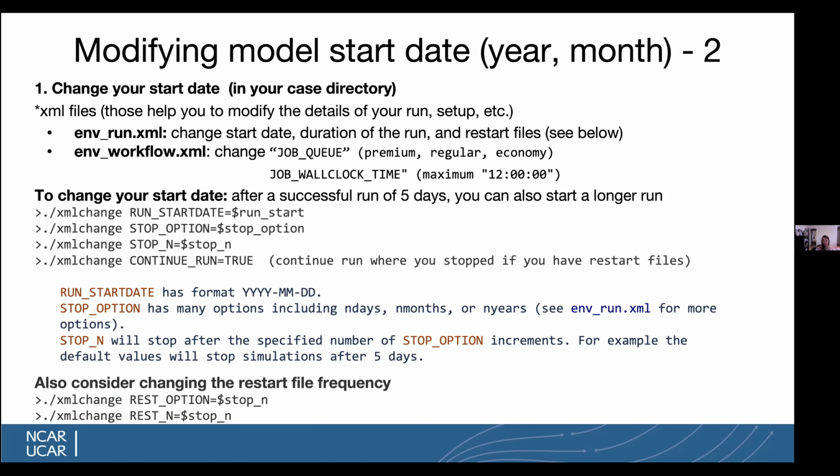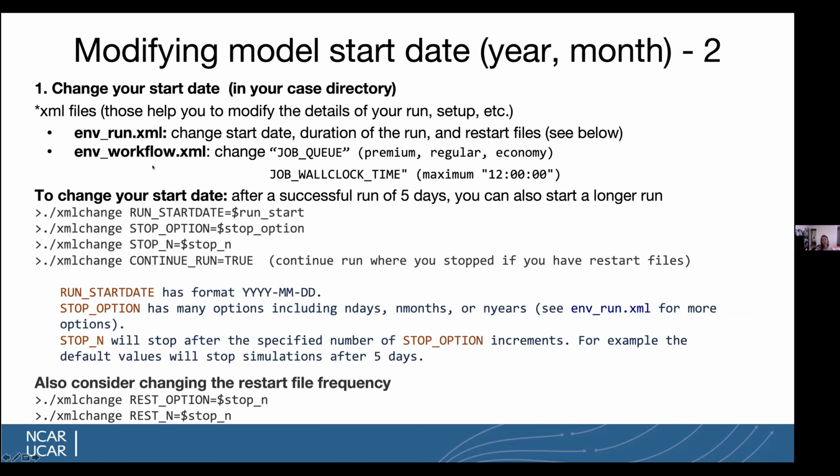How do we control the run? After our first three basic components, to run it, you get a 5-day simulation. But you do want to modify the run, and there's one very useful file that controls your run, which is called the env_run.xml file, and that's in your case directory. Here you can change the start dates, the duration of the run, restart files, and other things.